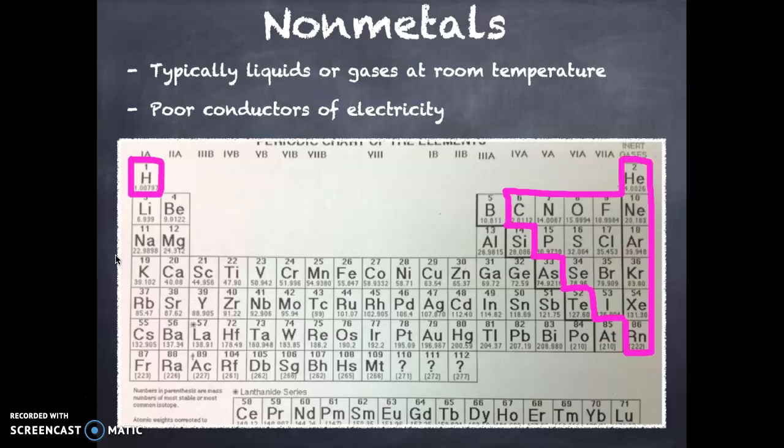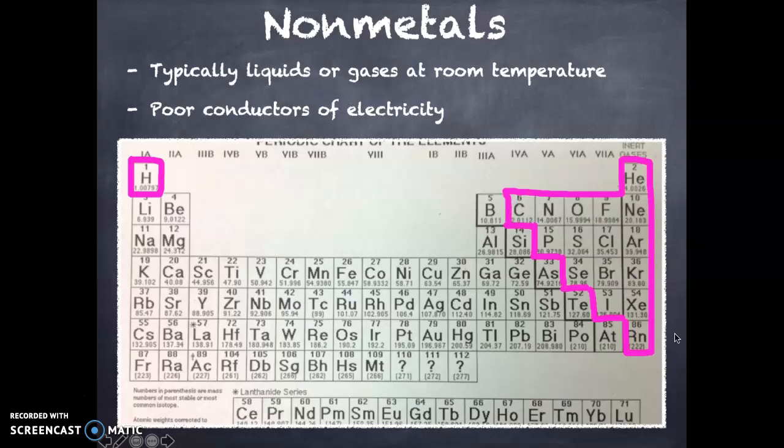The first type of element is called nonmetals. So most of the nonmetals are over here on the right-hand side of the periodic table. Nonmetals are things that are most commonly required for living organisms. They're more often than not liquid or gases at room temperature. So it's rare to see them in a solid form, although carbon is very unique and very special in that it is actually a solid at room temperature.